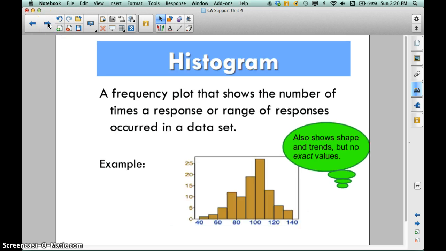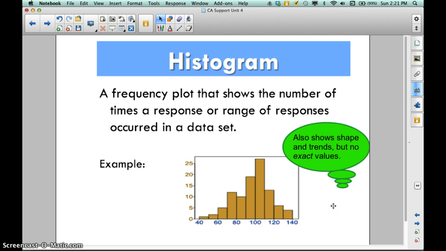The next type of graph is a histogram. This is also a frequency plot because it shows how frequently each piece of data shows up. It shows the number of times a response or range of responses occurred in a data set. Sometimes on a histogram, instead of just seeing a 60 down here, you'd see something like from 50 to 60, and the bar would show everything that occurred in the data set between 50 and 60.